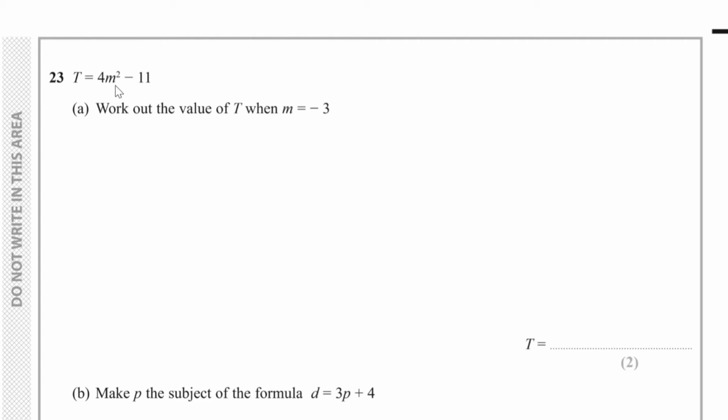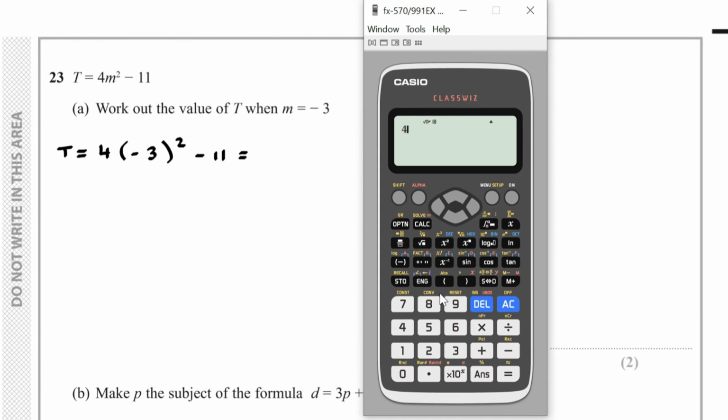Question number 23. t is equal to 4m squared subtract 11. We have to work out the value of t when m is negative 3. Well, when m is negative 3, t is equal to 4 multiplied by negative 3 squared subtract 11. So I've got 4, and then in brackets I've got negative 3, then squared, subtract 11, we get 25.